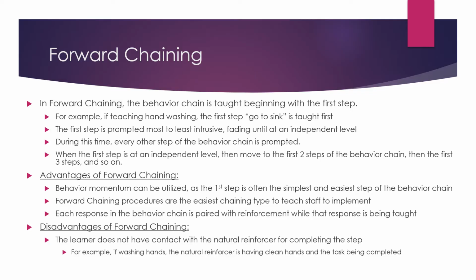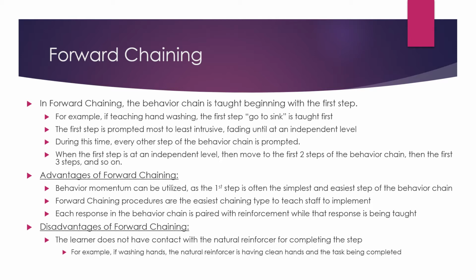All right, so let's take a closer look at forward chaining procedures. As I said before, in a forward chaining procedure, the first step of the behavior chain is taught first. For example, if we're looking at hand washing, the first step of go to sink is taught first. The first step is prompted until it's at an independent level, and then every other step after that is prompted, usually physically. When the first step is at an independent level, then you move on to the first 2 steps, and then the first 3 steps, and so on.